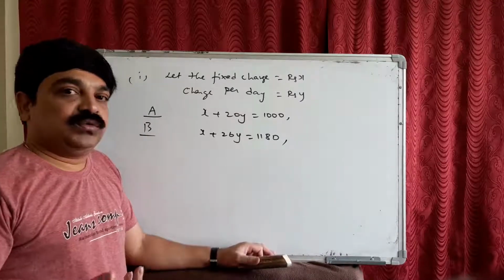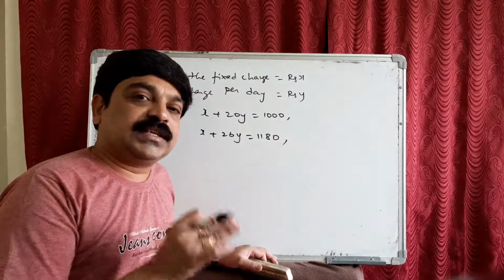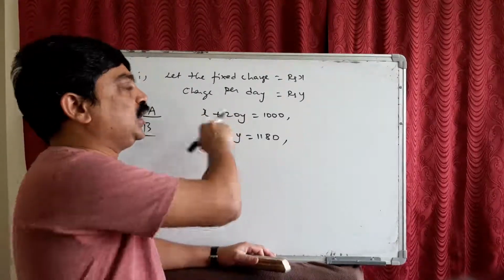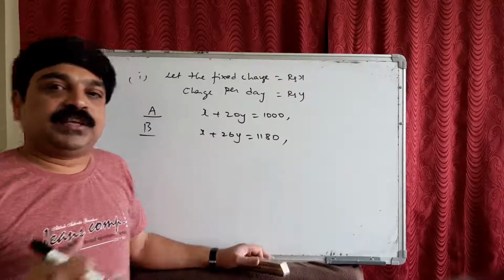Now what you have to find out is the fixed charge and also the charge per day. You will get the values of X and Y by solving this using the cross multiplication method. Okay. Next question.